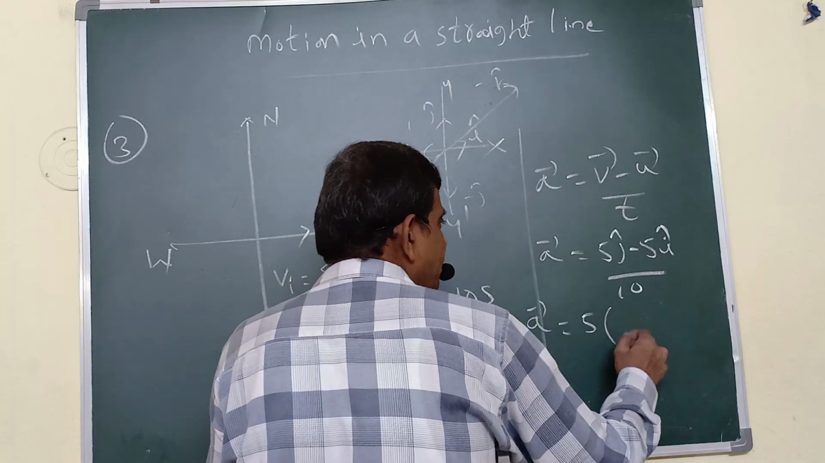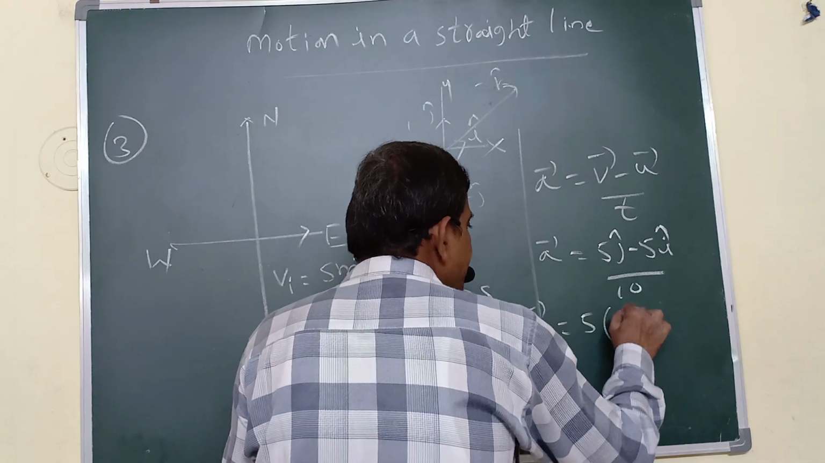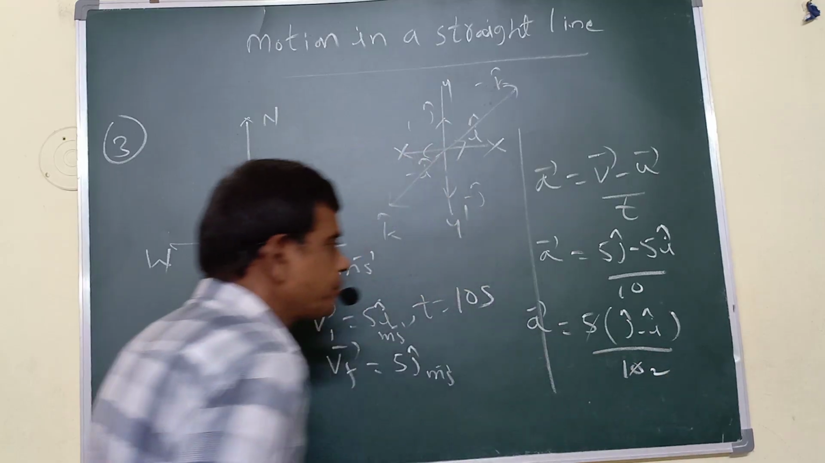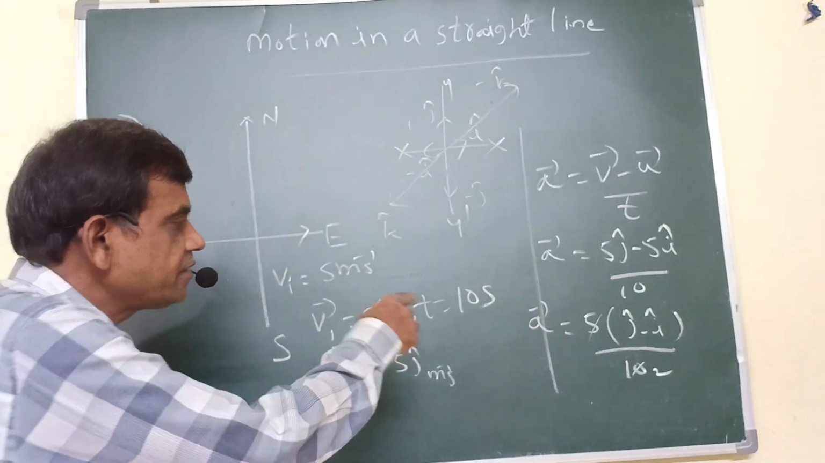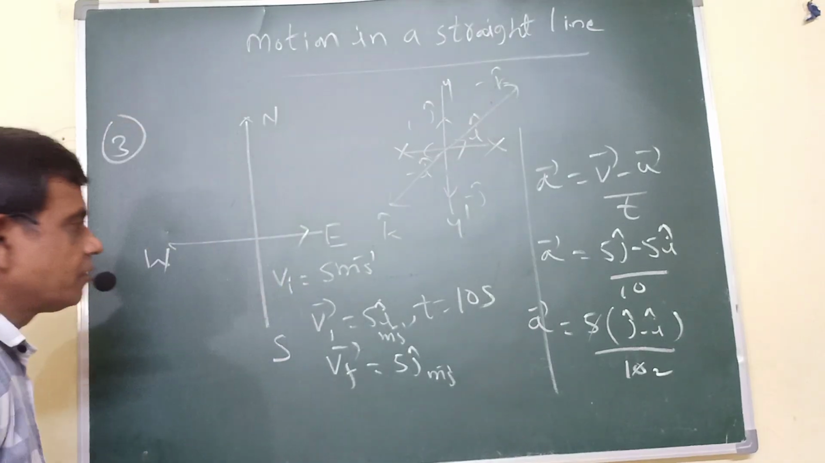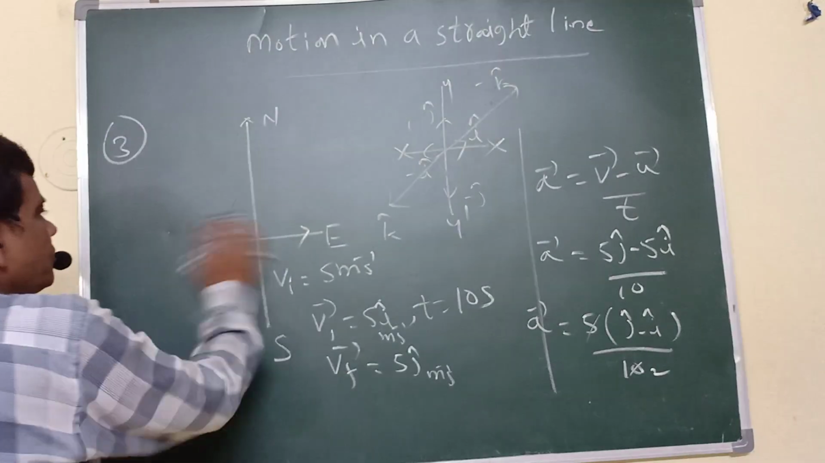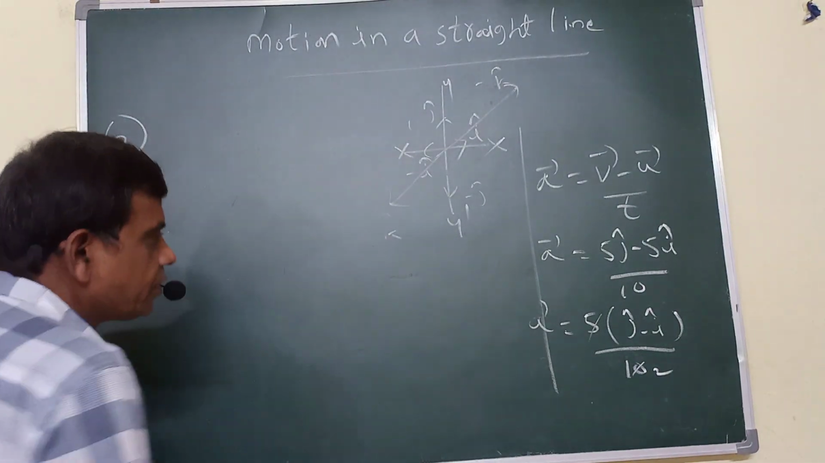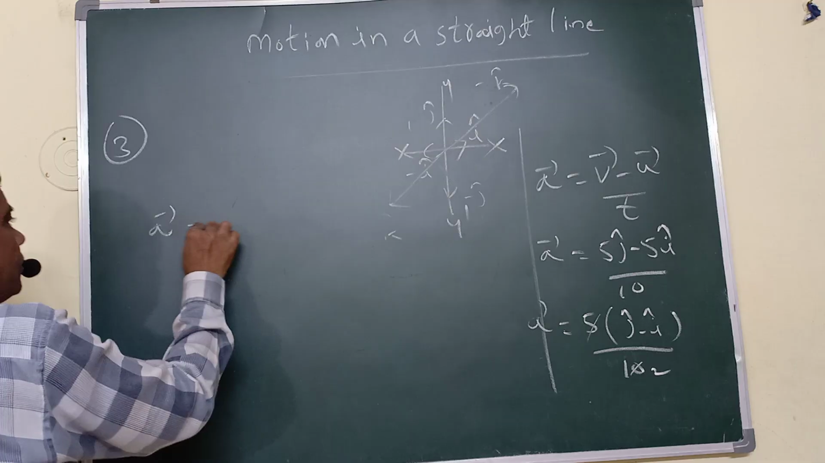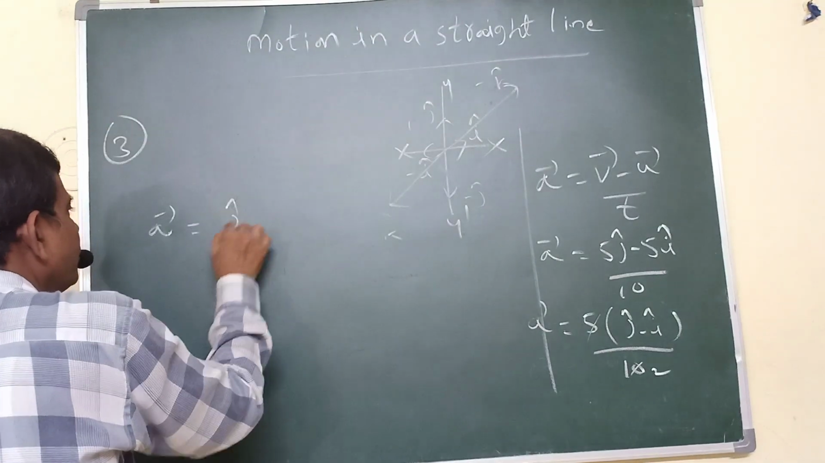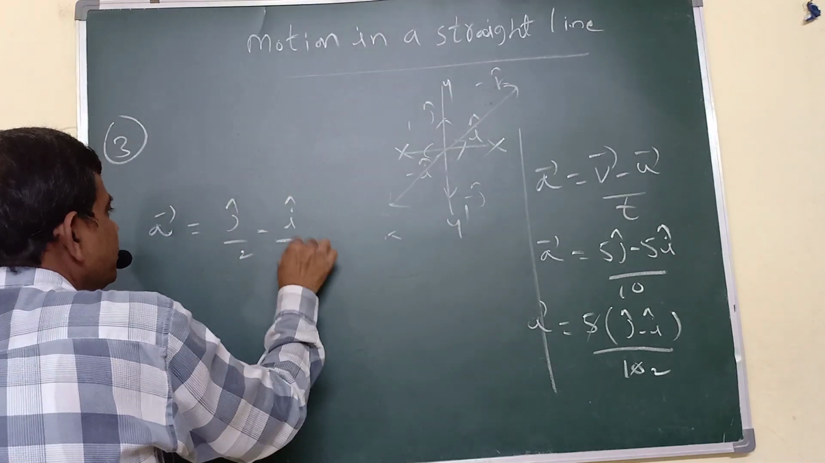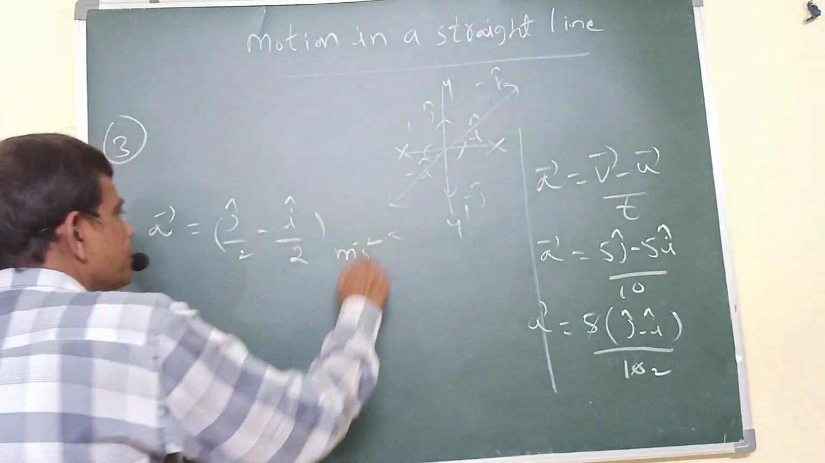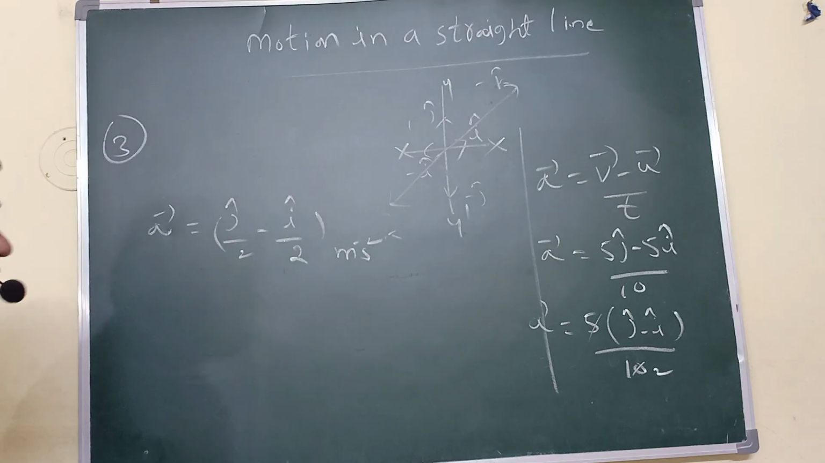So now what is the acceleration? Here I am taking 5 common. So j minus i by 10. 5 ones are 5, 5 twos are 10. So finally that is the acceleration. This acceleration equals j by 2 minus i by 2. What are the units for acceleration? Meter per second square. Now you find its magnitude.